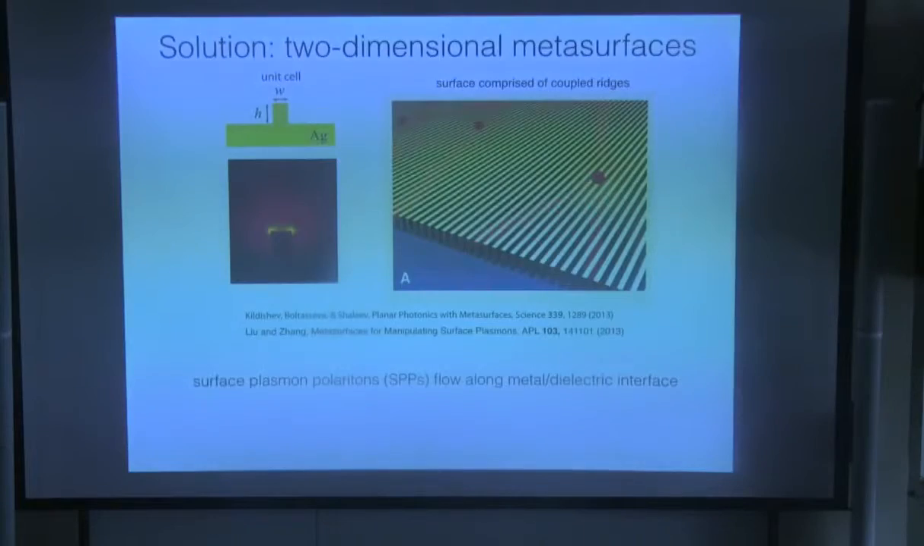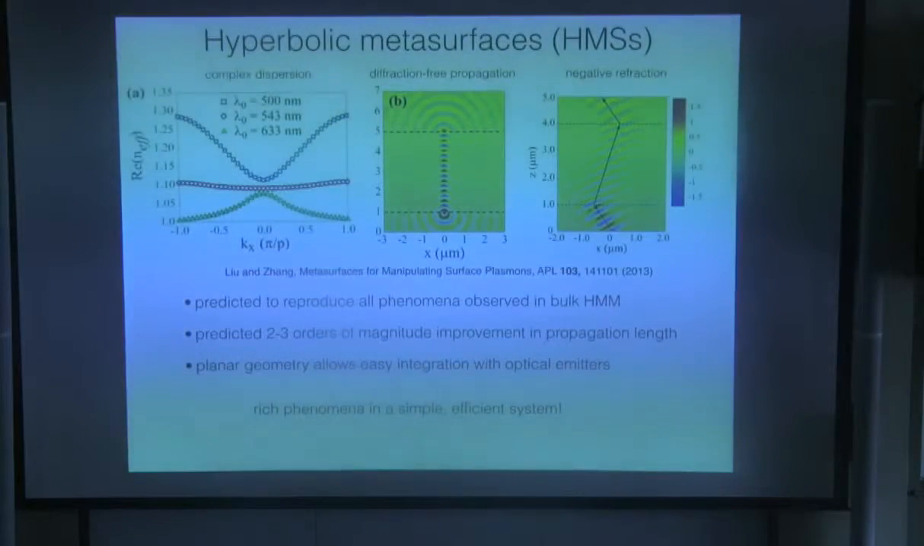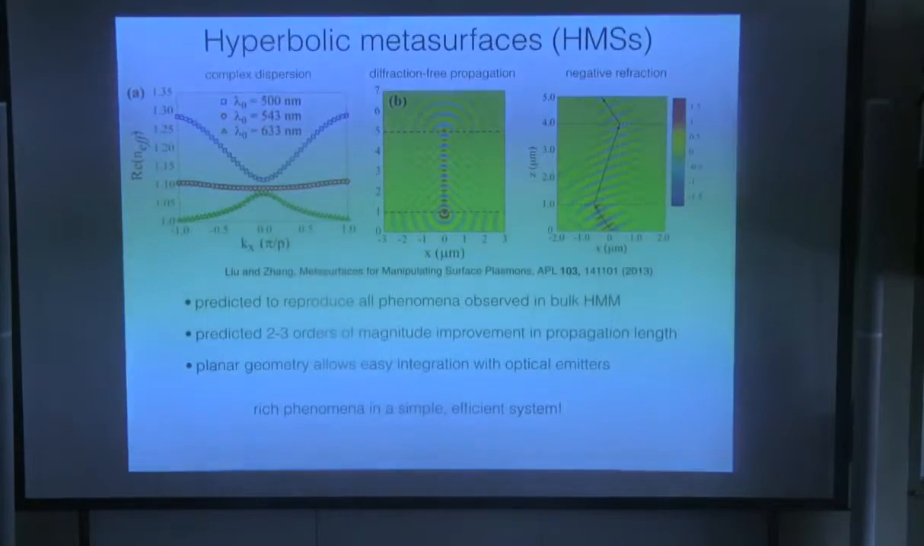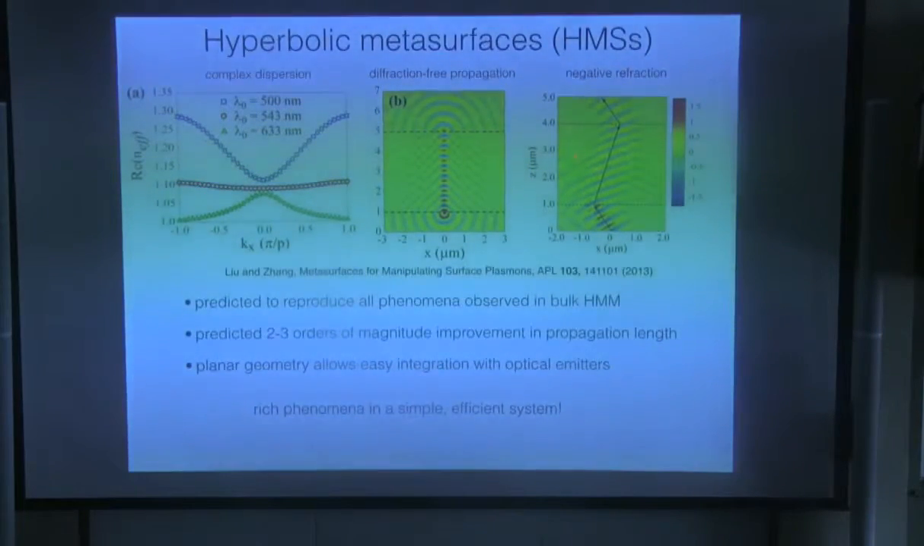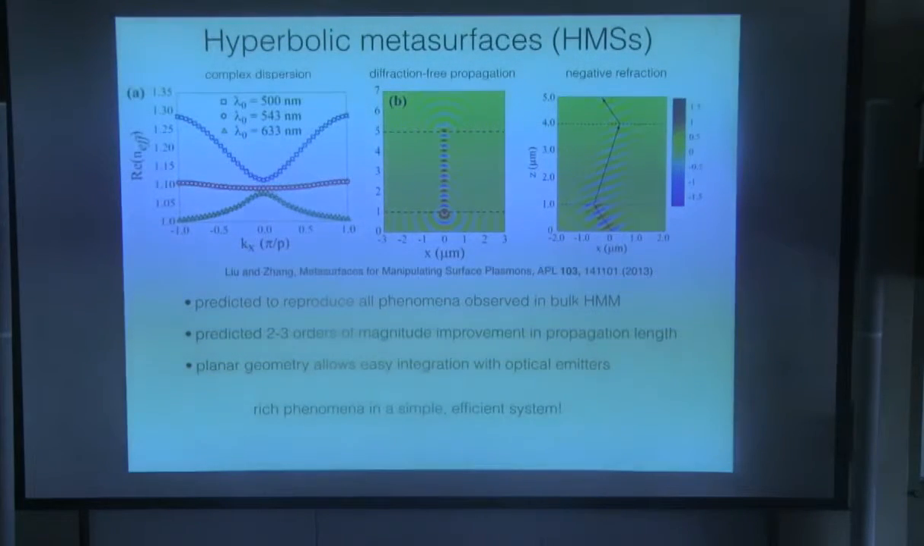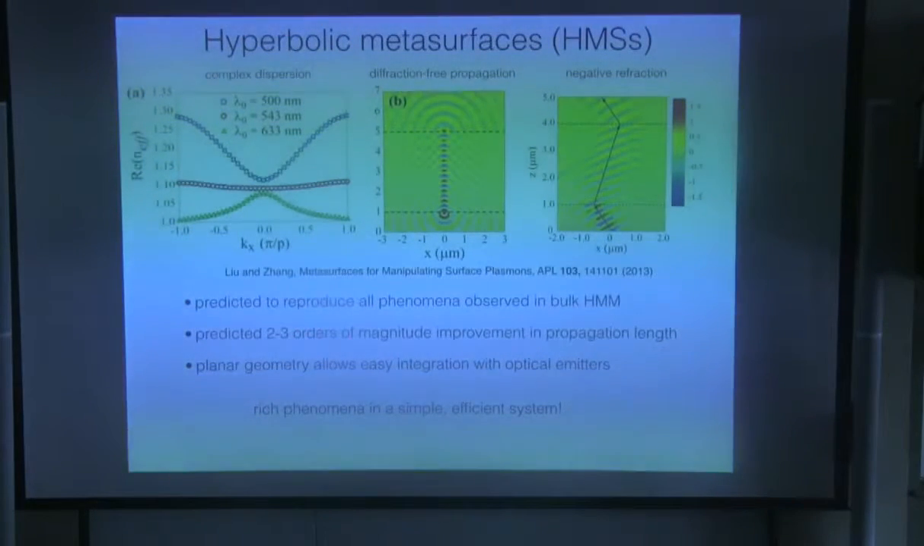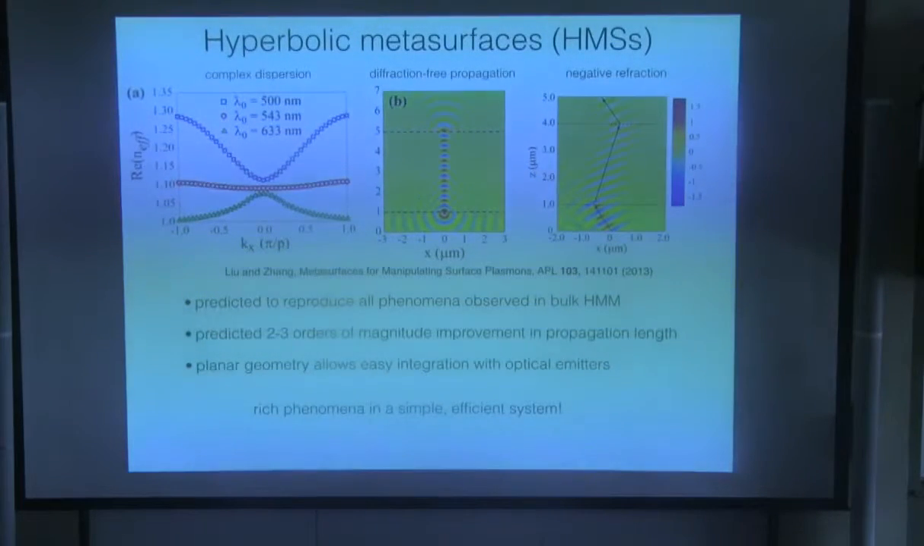So based on this suggestion, these metasurfaces were simulated in detail, and indeed it was shown that in these systems you could realize hyperbolic dispersion, you can realize this diffraction-free propagation, you can realize negative refraction. So essentially all of these phenomena that were observed in bulk hyperbolic metamaterials. However, you can observe these properties with a predicted 2 to 3 orders of magnitude improvement in the propagation length, since these waves are flowing along the surface.